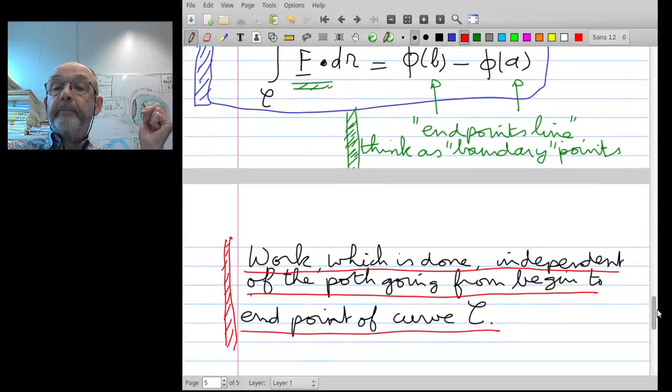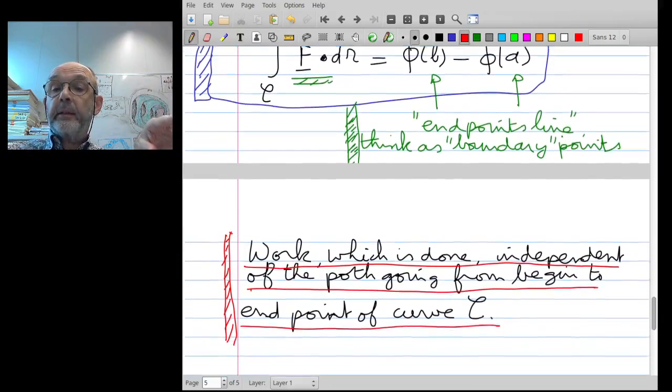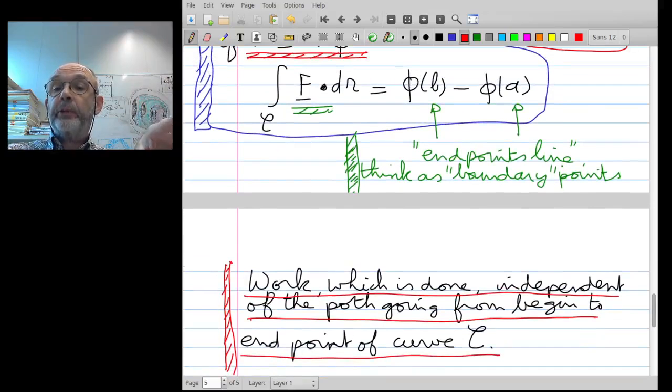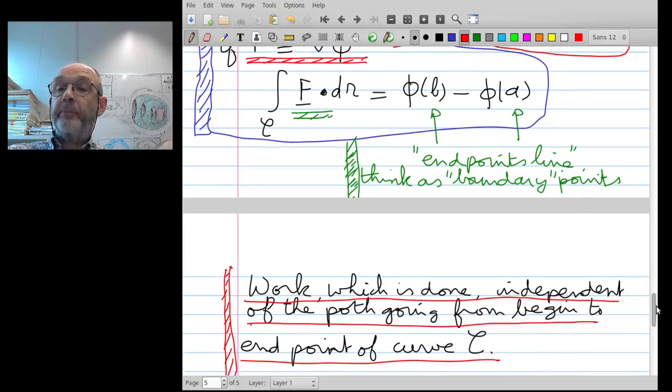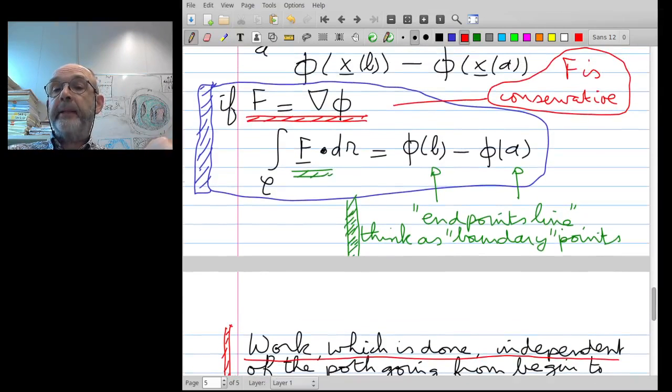Okay, now I would like to stop here. This is our first result, a vector field integrating over some curve. If your vector field is conservative, you have the potential in the end point minus the potential in the begin point. Now keep that in mind.